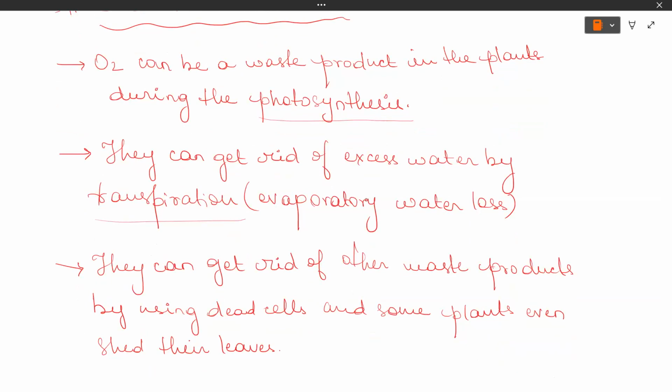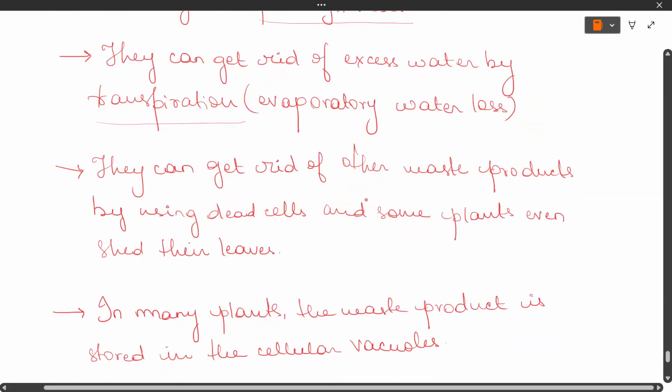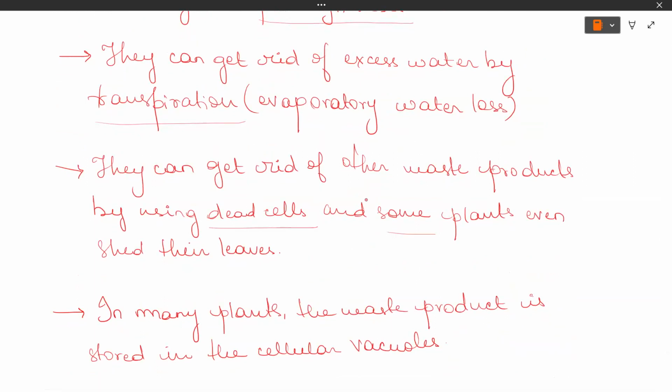Now, these are the two waste management. And then we see that they can get rid of other waste products by using dead cells, and some plants even shed their leaves. So what happens? Some plants accumulate their waste products in the leaves, and finally the leaves shed. So basically in that way the waste product is also shed, and sometimes the waste product is also stored in the dead cells. In that way also they are getting rid of the waste.